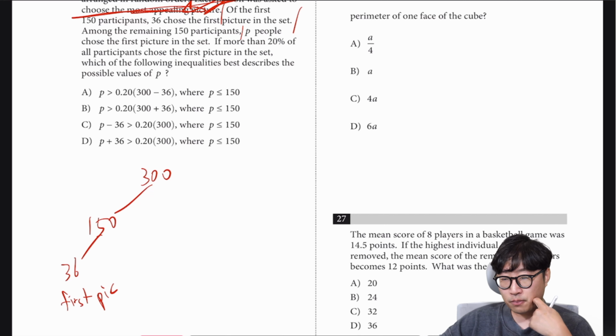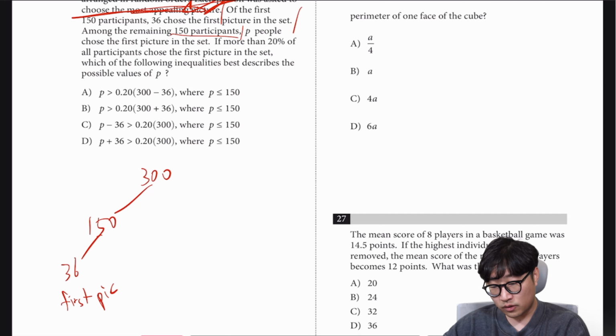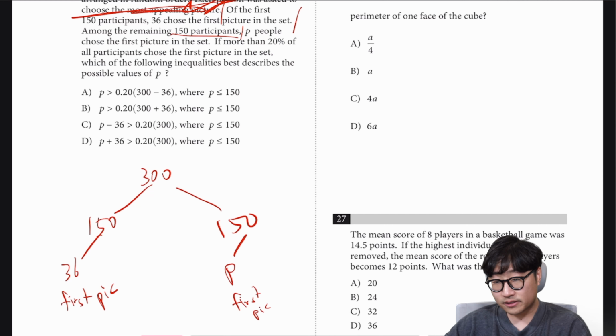And then P people chose the first picture in the set among the rest of the room, 150. So the other 150, P people chose the first pick. Okay, I don't know what that P is.